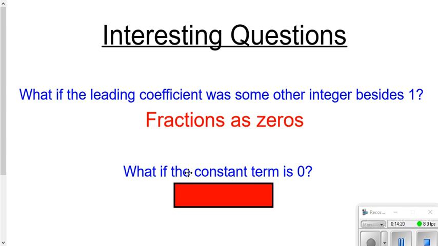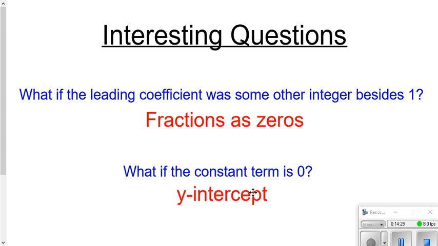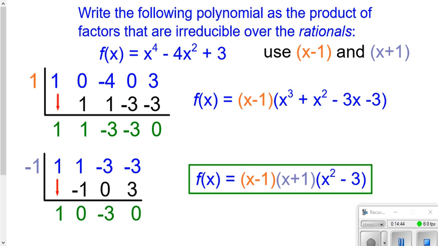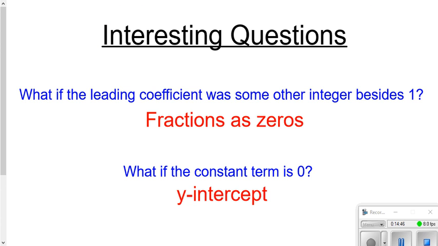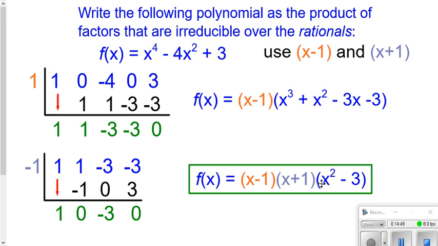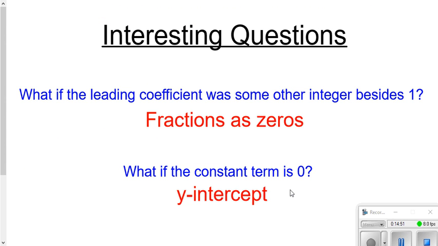Also, students have asked, what if the constant term at the end of the polynomial is 0? Now, I'm not going to tell you exactly what happens then, but I am going to ask you to think about the idea of the y-intercept. If your constant term is 0, what does that tell you about the y-intercept? Think about that, and think about, again, looking back at this example where we used long division or synthetic division to help simplify our polynomials. And that'll wrap it up for our lesson on the rational zero test.